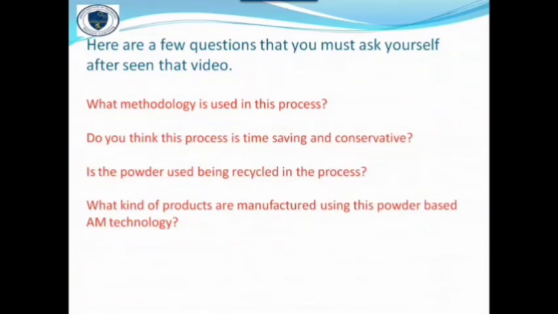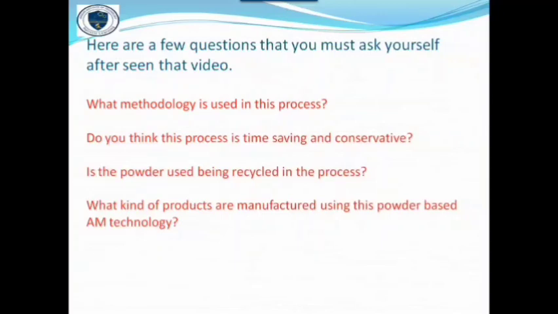Okay, so what did you understand in this video? Here are a few questions that you can ask yourself after seeing this video. What methodology is used in this process? I think you all know it is a selective laser melting based process that we are seeing. The final product is easily identified because it is a metal based component. So the SLM process is the methodology.